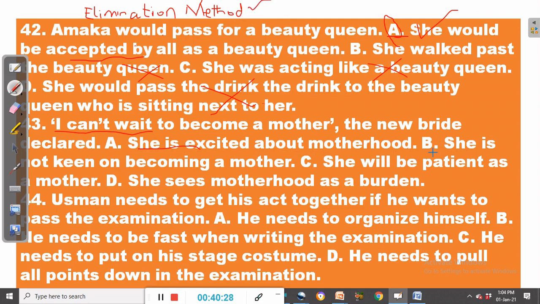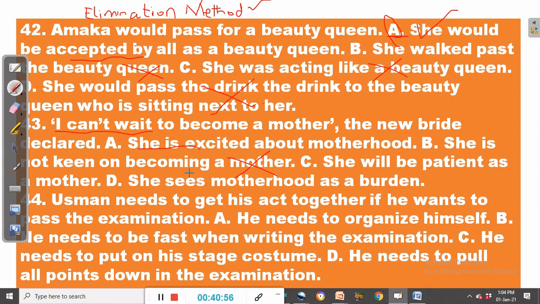Now let's look at option B. She is not keen on becoming a mother. This is actually eliminated, because if it is something you are not keen on becoming, then you can't be excited about it. I can't wait to become a mother, which means you want to become a mother as quickly as possible. In fact, you are losing your patience.